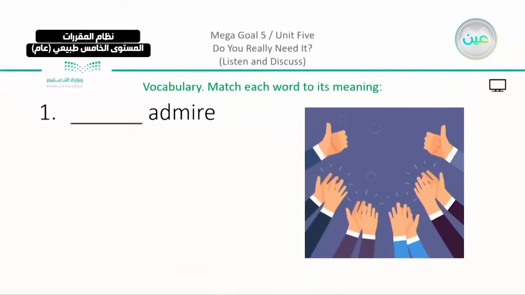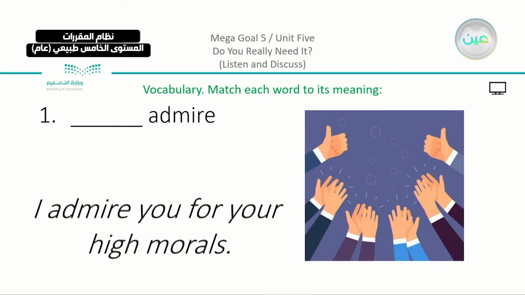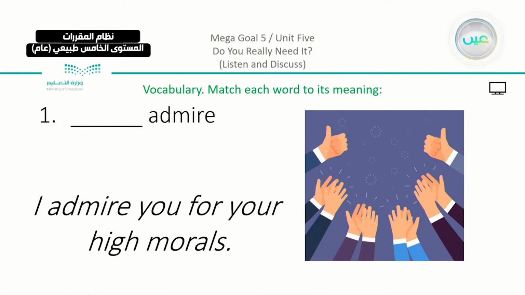So we have here the first one. Read the word. You have the word admire. Now you can just remember from the picture, or we have an example for you. I admire you for your high morals. Now we matched admire with the word D, respect.